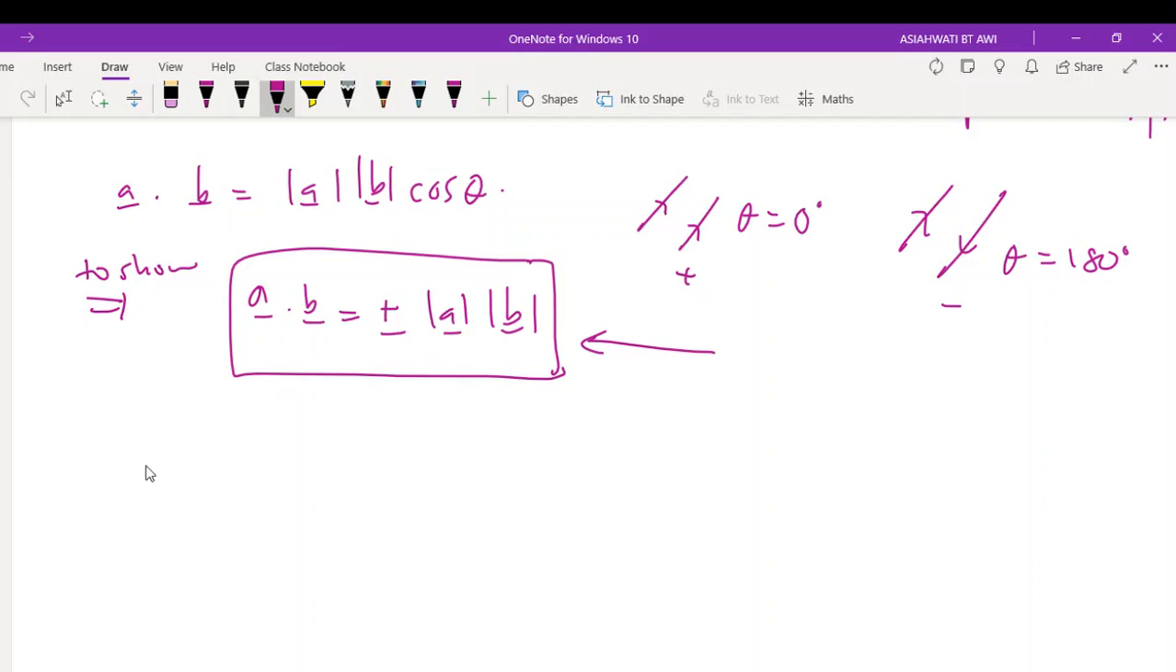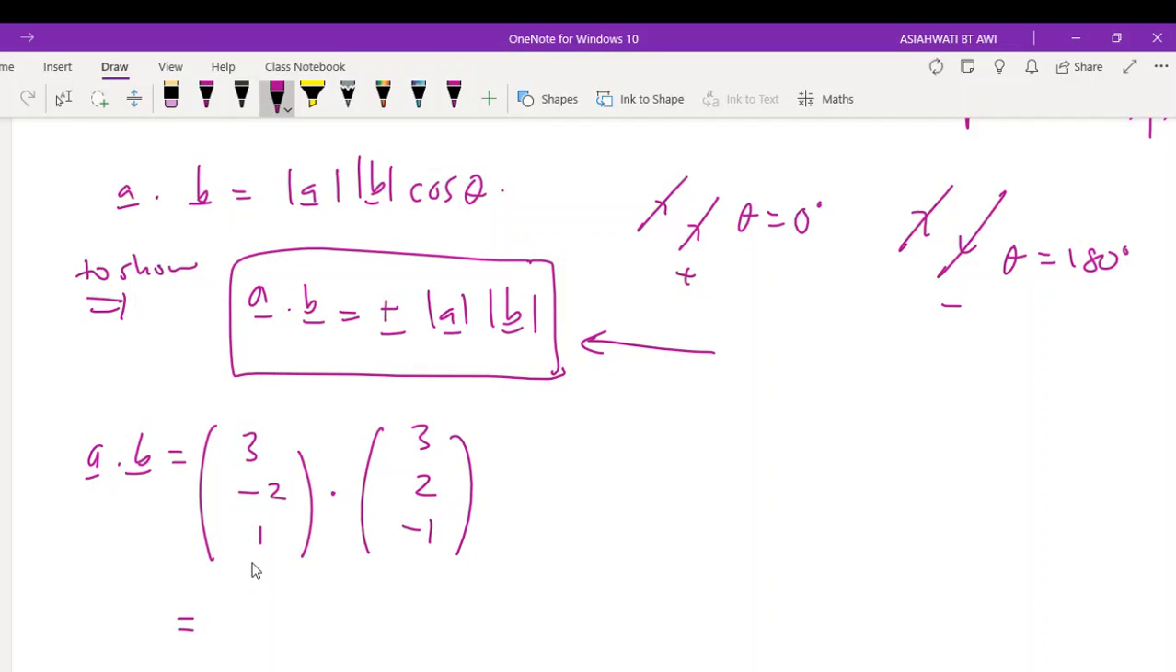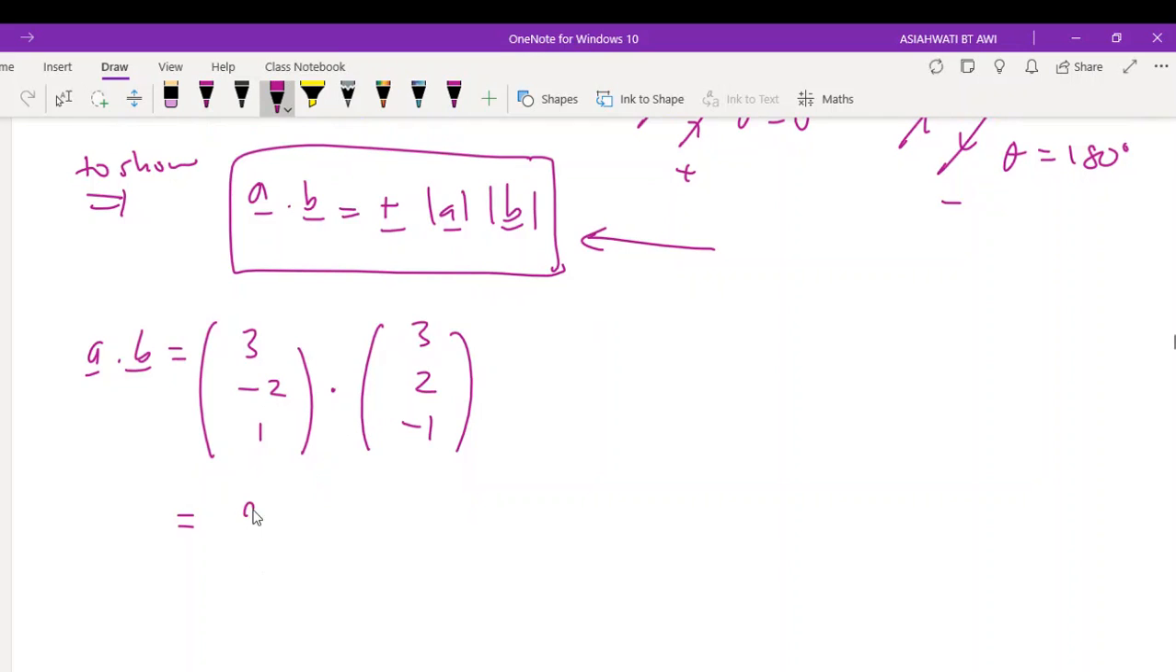You have to find vector A dot vector B. The A vector is 3, negative 2, 1, dot 3, 2, negative 1. Find the dot product: 3 times 3, 9, plus -2 times 2, -4, plus 1 times -1, -1. This one is equal to 4.